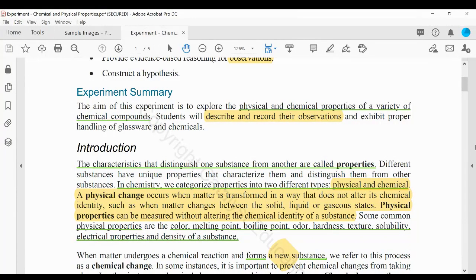Observations, observations, observations. Another important thing that you are going to learn after this workshop is to be able to differentiate between a physical property and a chemical property, and also what the visible changes are when there is a chemical reaction.